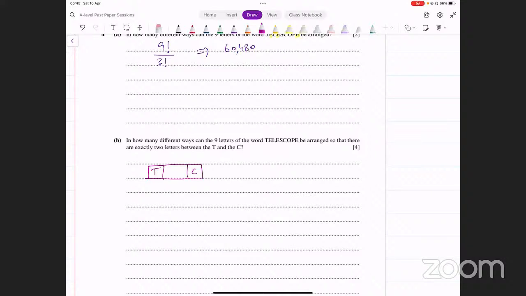Remaining आपके पास कितने हैं? अगर आप boxes बना लें सबके, ये आपका एक box हो गया. You cannot separate this. 4 के अलावा बाकी कितने रह गए आपके पास? You've got 5 other letters, so you can have 5 other boxes for them. 1, 2, 3, 4, 5. So this is what it actually looks like. ठीक है, अब आप क्या कर सकते हो? Since you want exactly 2 letters between T and C, T और C के दरम्यान में 2 letters और हो सकते हैं.